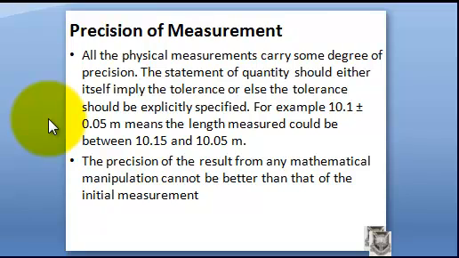For example, 10.1 plus or minus 0.05 meters means that the length measured could be between 10.15, that is 10.1 plus 0.05 meters, and 10.05 meters, and that is 10.1 minus 0.05 meters. The precision of the result from any mathematical manipulation cannot be better than that of the initial measurement.